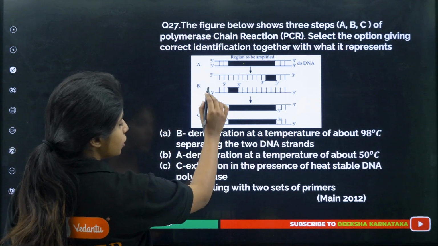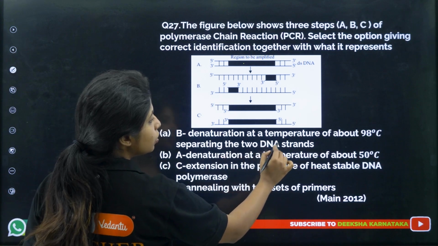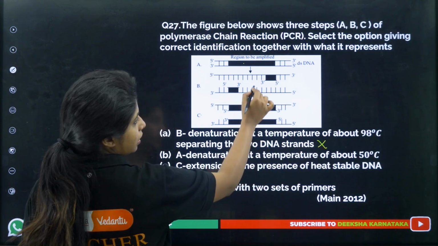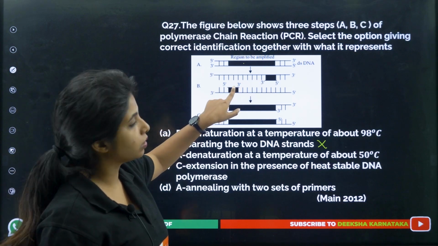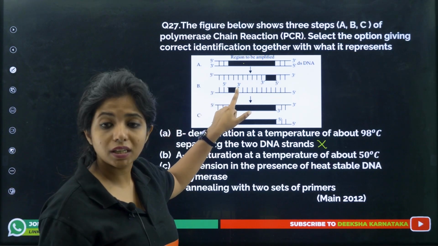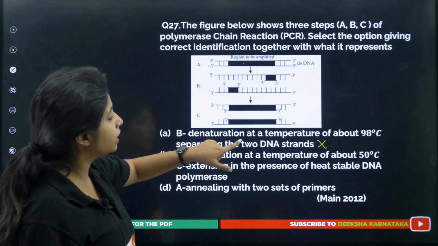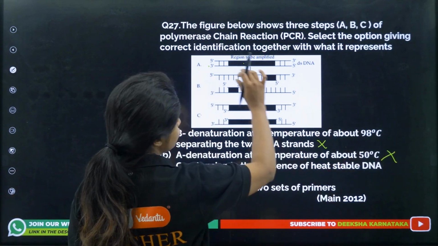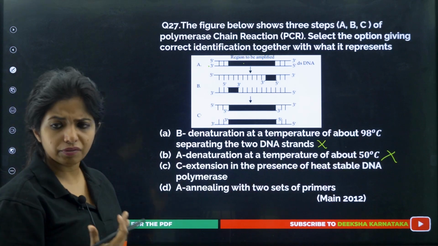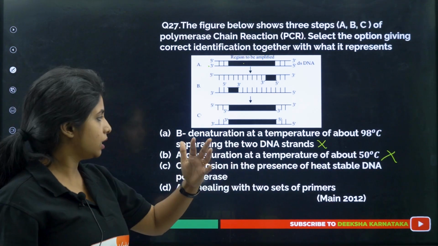So B is showing denaturation at a temperature of about 98 degrees Celsius, separating the 2 DNA strands. No, children, it is not showing denaturation over there. Here you see the primers are also there. So it has moved to the next step, that is annealing. Again, A figure shows denaturation at a temperature of about 50 degrees Celsius. No, there is no denaturation, they are still together. And 50 degrees Celsius is again wrong. Denaturation is done at 98 degrees Celsius.